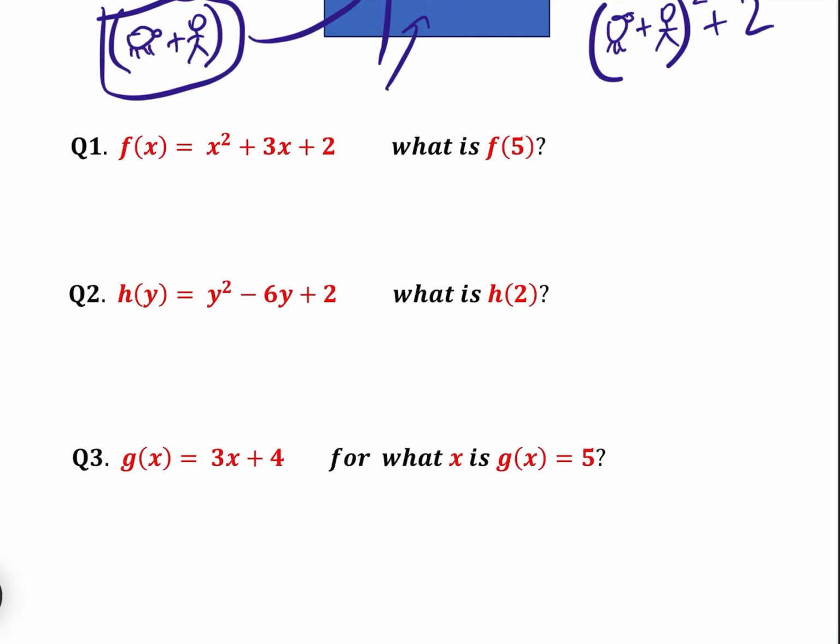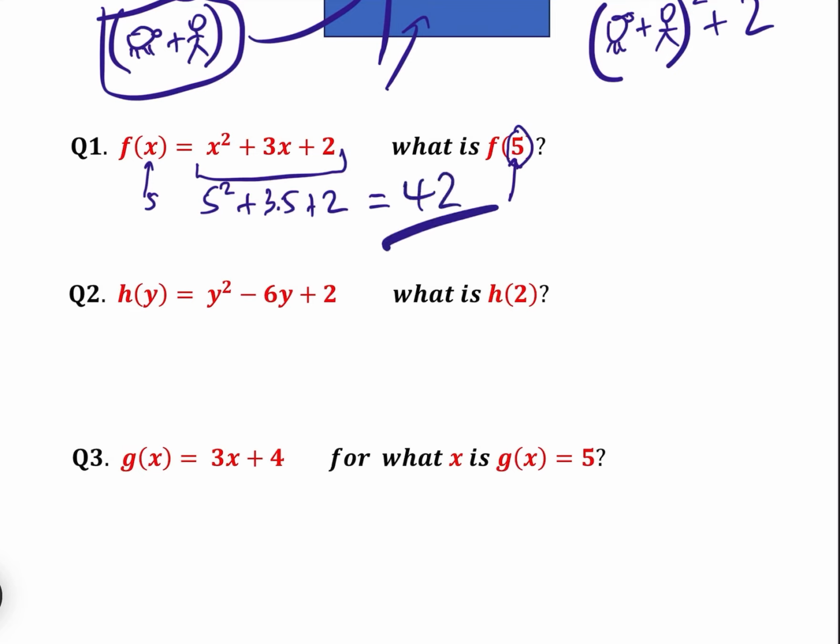Okay, so basically let's have a look. Question 1, f of x equals x squared add 3x add 2. What is f of 5? Okay, well here 5 is the input. Remember, anything inside that bracket is the input, and the function will change the input according to that rule to give you the output. So all we have to do is replace the x by 5. So that would be 5 squared add 3 times 5 add 2, which equals 42. And that is the answer to question 1. Simple as that.